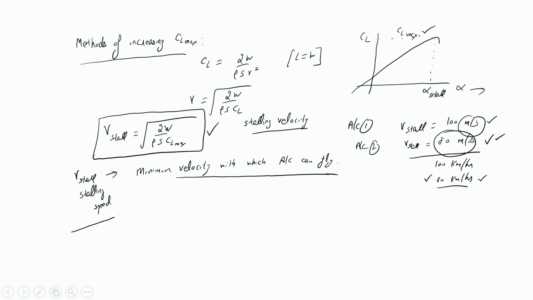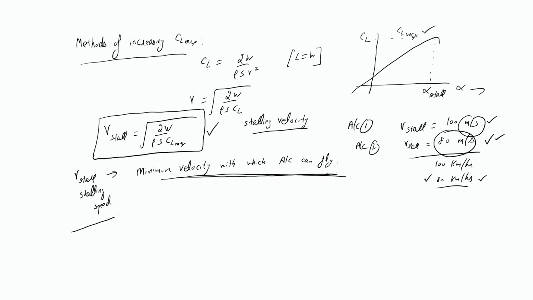Similarly, during landing, we would like to touch the ground at the lowest speed, not at a high speed. That is also one of the reasons we would like to have minimum velocity during takeoff and landing, so that the aircraft takes off safely as well as lands safely. By the definition, you can understand that Vstall is the minimum velocity with which the aircraft can fly, and the lower velocity is preferred. I hope, having spent this much time, this is clear by now.